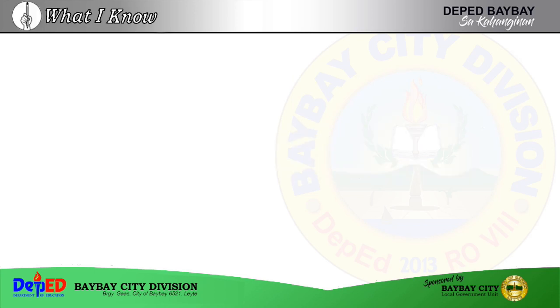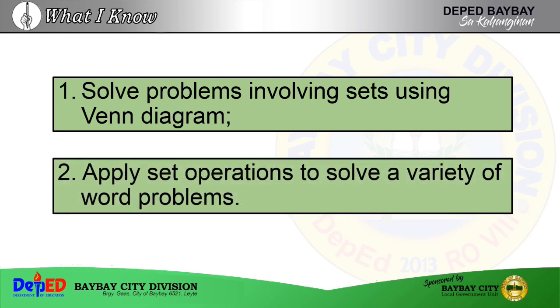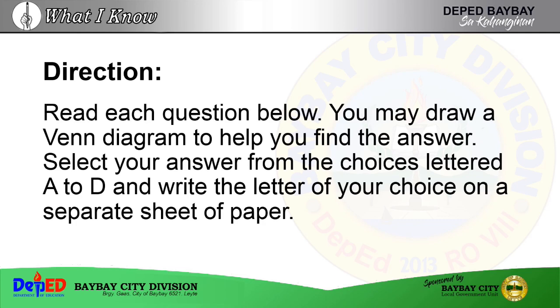After going through this module, you are expected to, first, solve problems involving sets using Venn diagram. Second, apply set operations to solve a variety of word problems. Now, let's answer first what you have learned from the previous module. Direction. Read each question below. You may draw a Venn diagram to help you find the answer. Select your answer from the choices lettered A to D and write the letter of your choice on the separate sheet of paper.